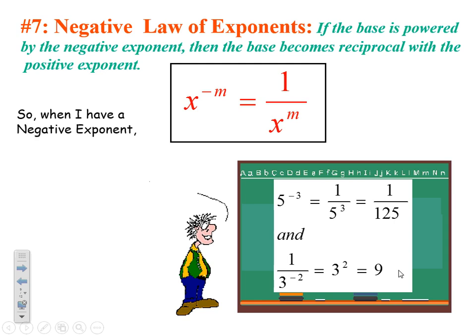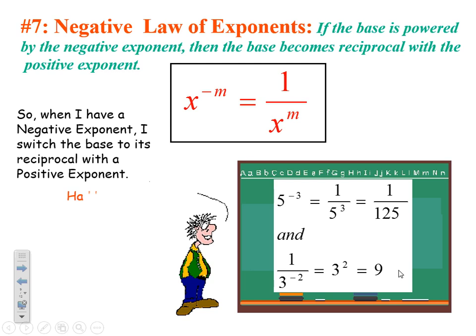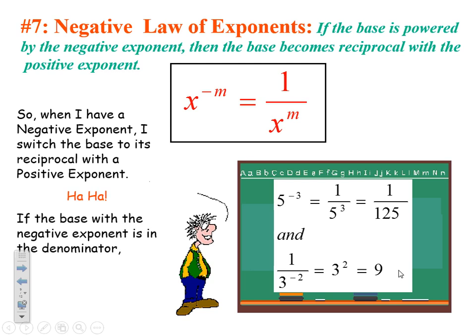So when I have a negative exponent, I switch the base to its reciprocal with a positive exponent. If the base with a negative exponent is in the denominator, I move it to the numerator and lose the negative sign. Vice versa also, if it's in the numerator, I'm going to move it to the denominator and I'm going to lose the negative sign. Okay, so we're moving it to the top and bottom and we're getting rid of that negative sign here.